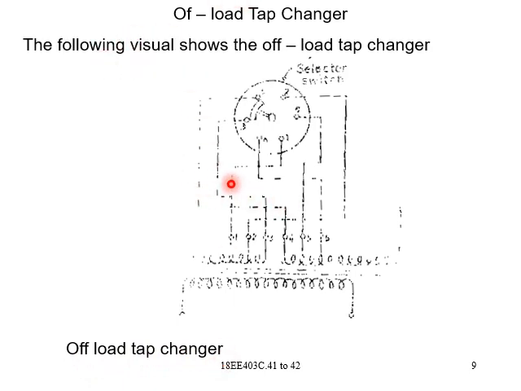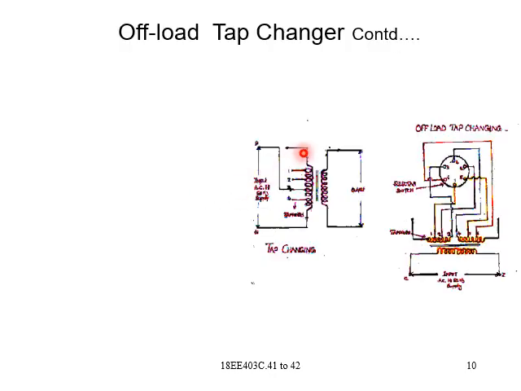The following visual shows the offload tap changer, and it is very clear over here. In the previous slide it was not clear. You can see the clear offload tap changer diagram in this.